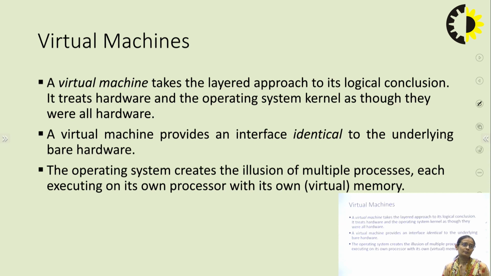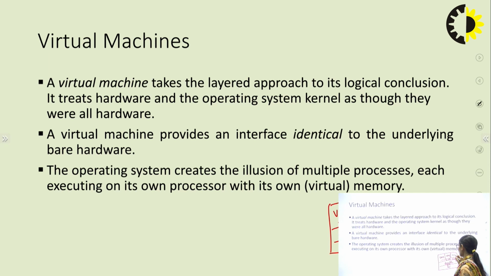Now, the next concept is virtual machines. So, basically what is a virtual machine? A virtual machine takes a layered approach to its logical conclusion. It treats hardware and the OS kernel as though they were all hardware. That is, we have a system. Here we have the OS, above it we have applications running on the OS, and here we could have the VM support. And on top of this VM support, we could have various virtual machines.